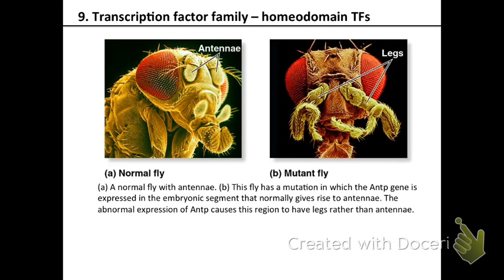So these homeodomain proteins are also present in humans, and they do very similar functions. We have homeodomain transcription factors that regulate where our arms and legs come out, how many vertebrae we have, how many fingers we're going to have, and all of that, these are determined by homeodomain transcription factors.